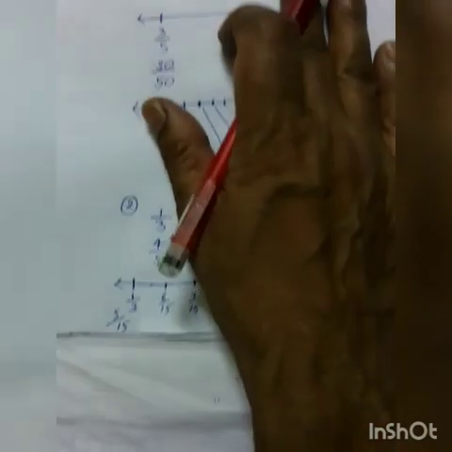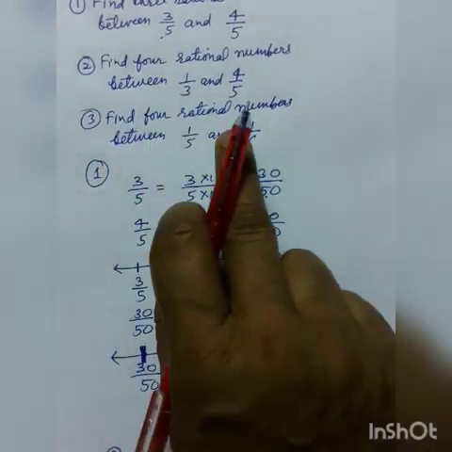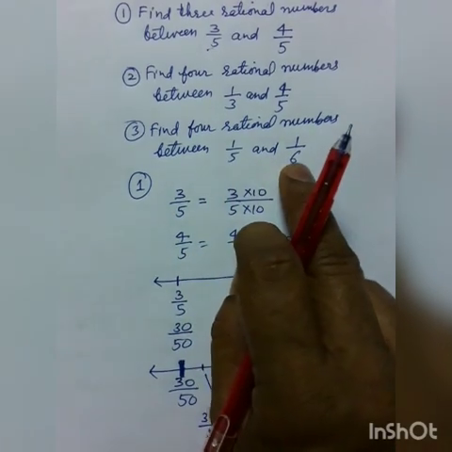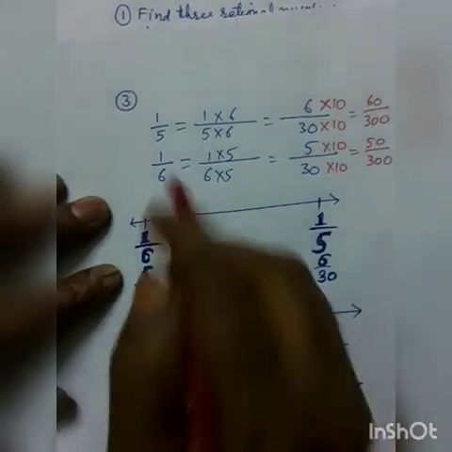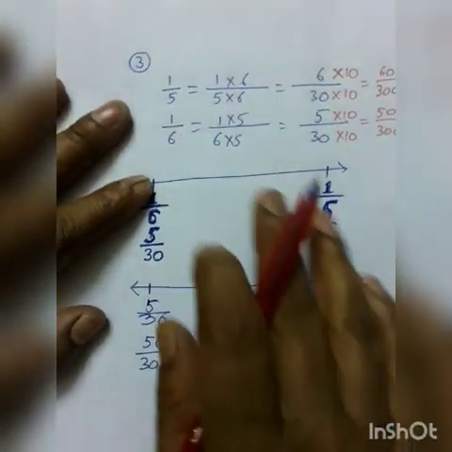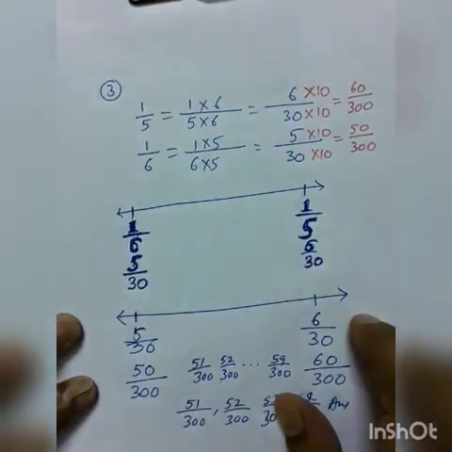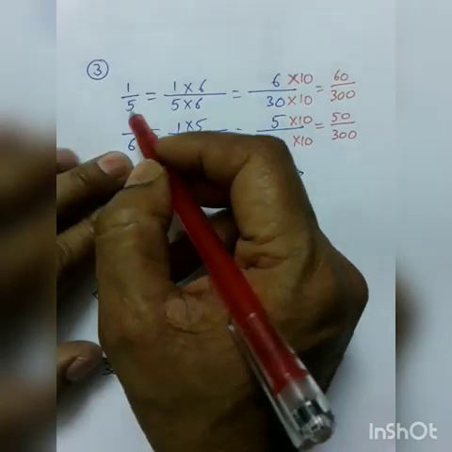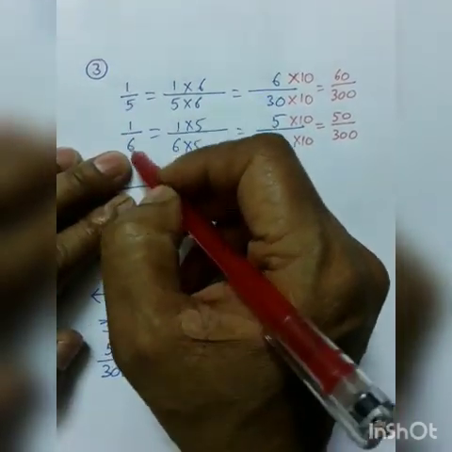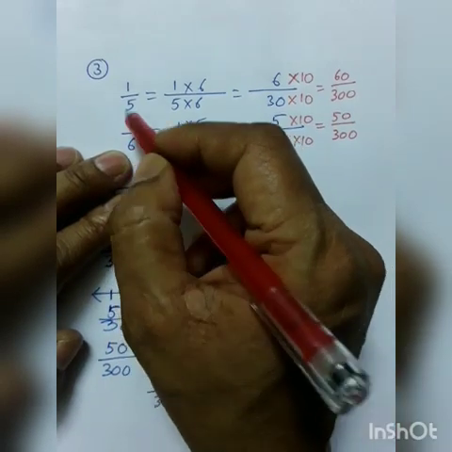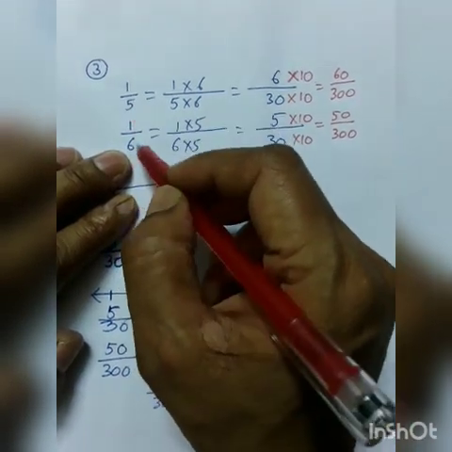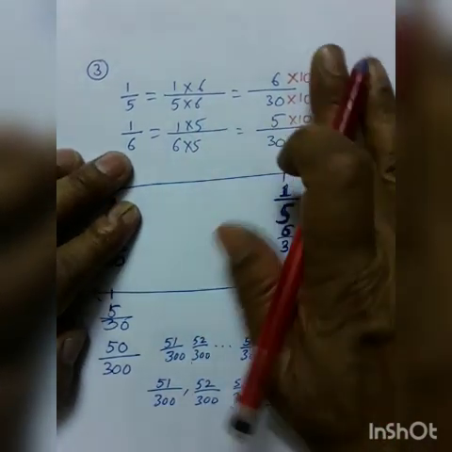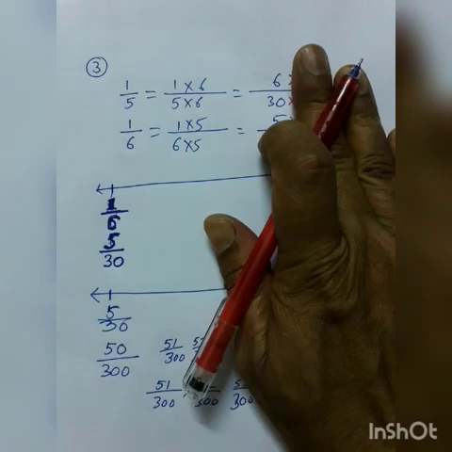Now coming to question number 3. Find 4 rational numbers between 1 by 5 and 1 by 6. Dear children, see, this is a little different from the previous 2 questions. You will see here 1 by 5, 1 by 6. Again 5 and 6, these two are different. So we will first find the LCM of 5 and 6. The LCM of 5 and 6 is 30. You know this. So you will write here 30.